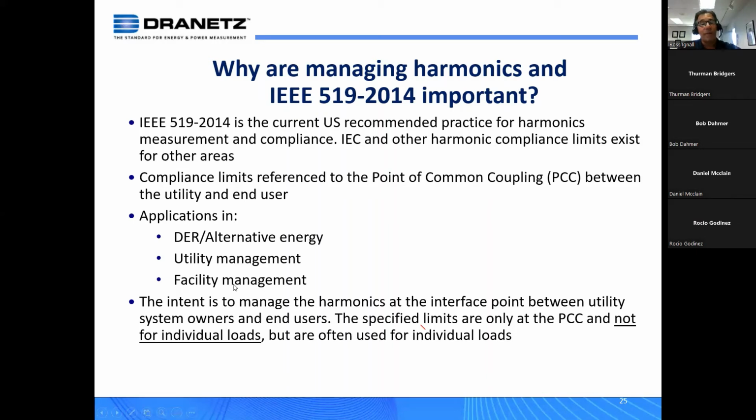But for the facility, they have the same concerns. They need to manage their own facilities, but also make sure that the utility's acting appropriately and they're not giving or sending harmonics the facility's way. So it is kind of a mutual thing. And again, that's why that point of common coupling is so important, because that is that line of responsibility. So if it's upstream from that, it's the utility or power provider's responsibility. Downstream, it's typically the facility's responsibility.